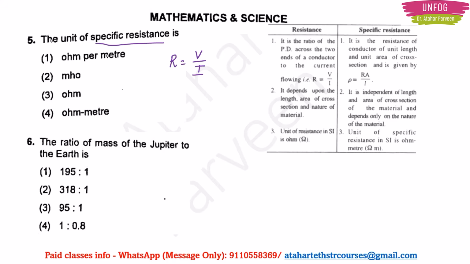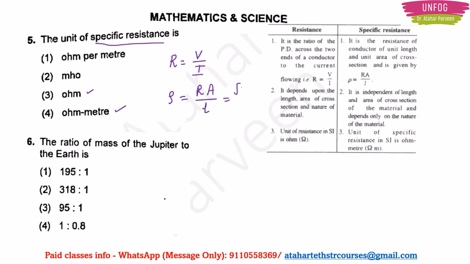The unit is ohm. Whereas for resistivity or specific resistance, the symbol is rho and the unit for this is ohm meter. How do we derive it? See, actually resistivity is dependent upon resistance, area of the cross section of the conductor and length of the conductor.